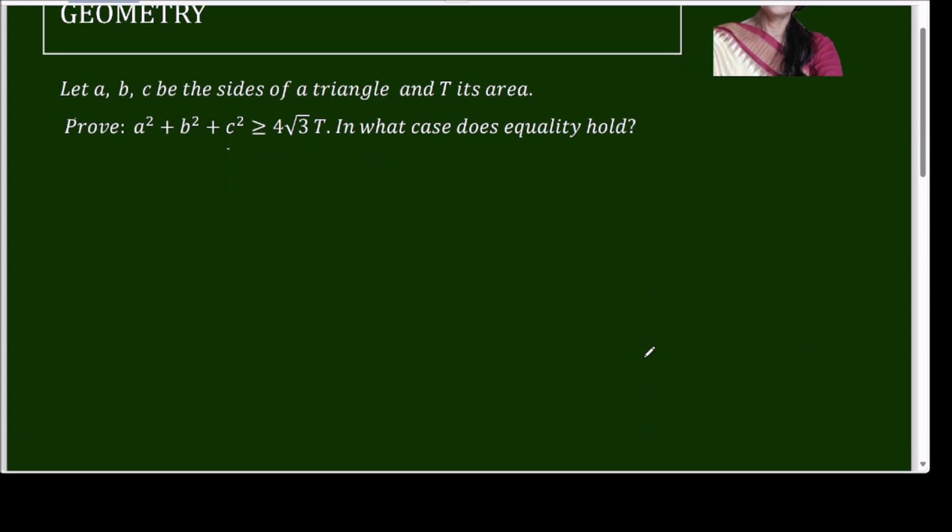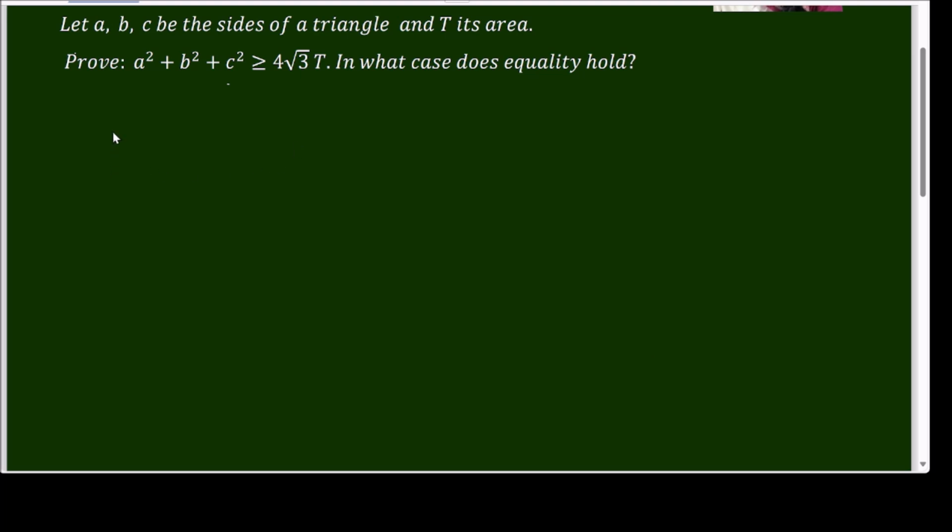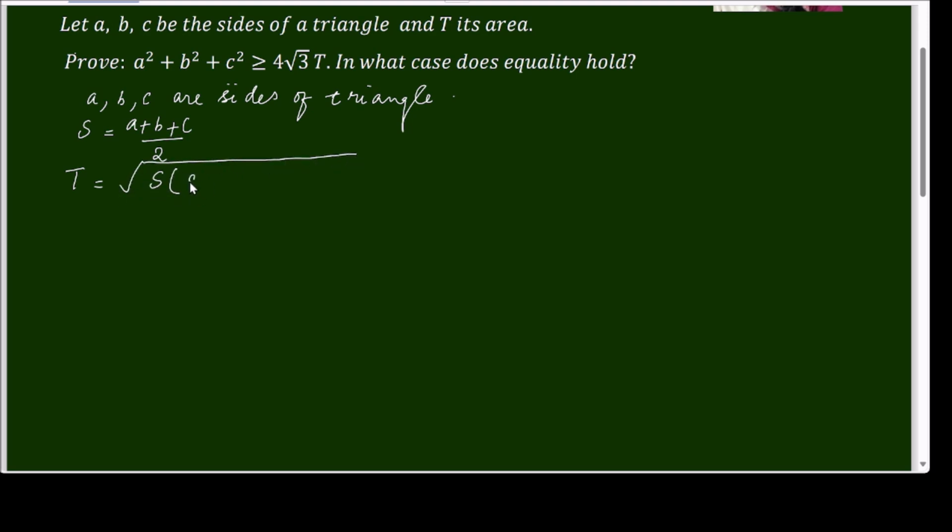So for this, let us take the help of Heron's formula, that is, if A, B, C are sides of a triangle, then S is the semi-perimeter, (A plus B plus C) by 2. We know that the area, which I am writing as T because it is given that T is the area, equals square root of S into (S minus A), (S minus B), (S minus C).